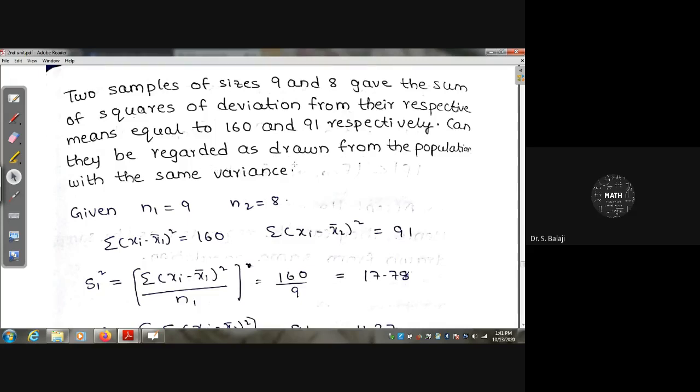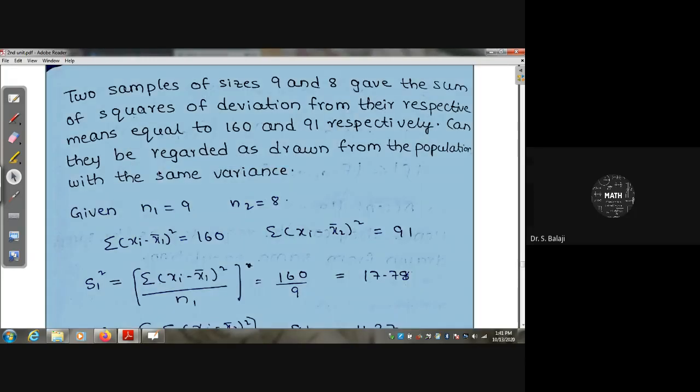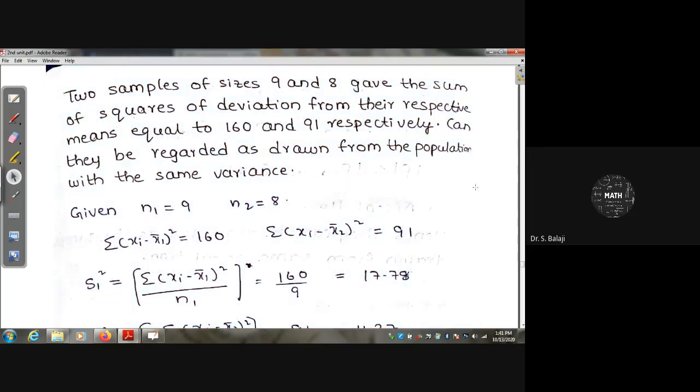But anyway, this question particularly considers the same variance idea. Therefore, we can use only the F test. Particularly concentrating on same variance means you have to adopt the F test only. Variance means F test only. But if they are asking whether drawn from the same population, same normal population, in that case you have to adopt both the T test and the F test.